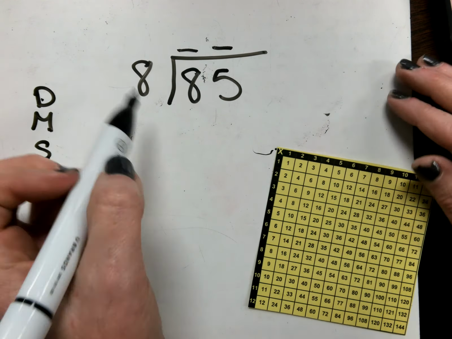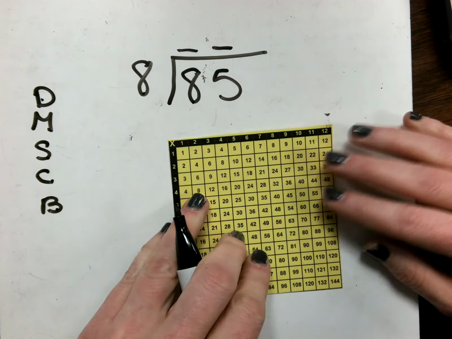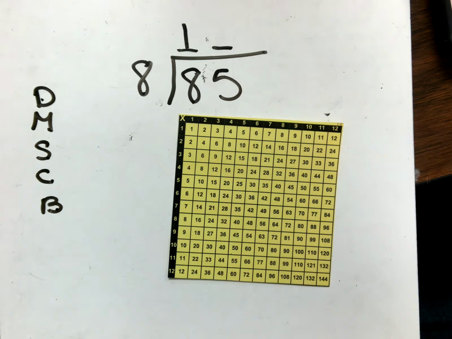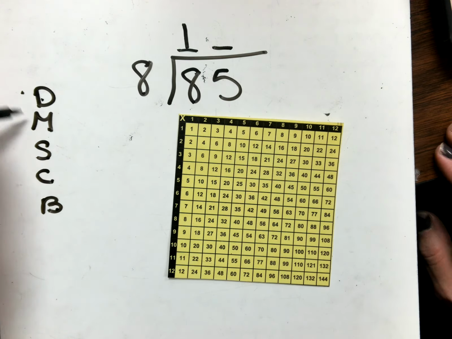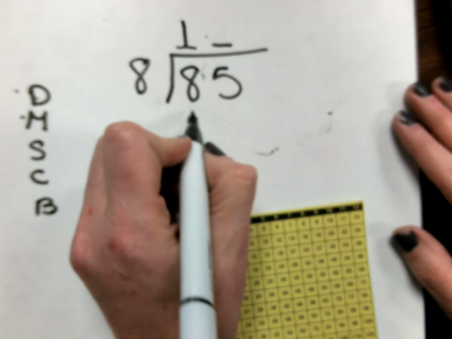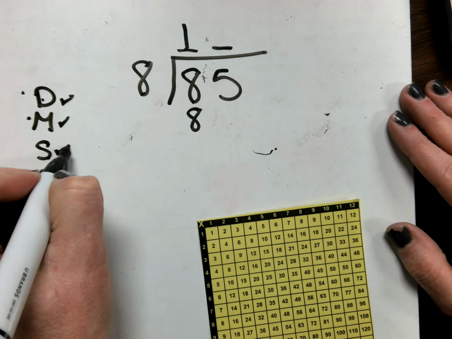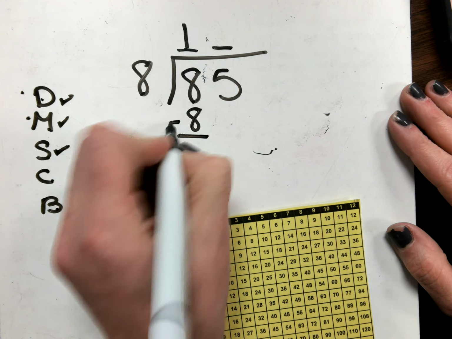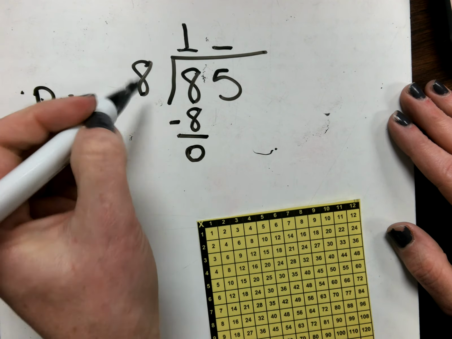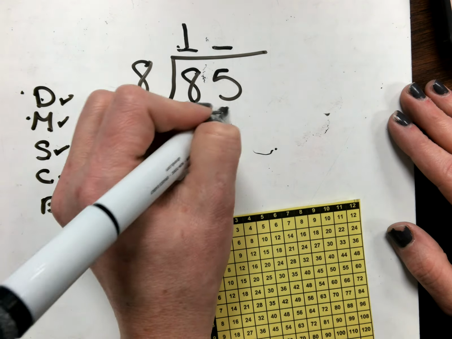So let's start with divide. How many 8s go into 8? Well, we know, and we have our chart here to help us, that one 8 goes into 8, so that's our does, divide. McDonald's, multiply: 8 times 1 is 8. Serve, subtract: 8 minus 8 is 0. Cheese, check: everything looks good. And burgers, bring down that 5.